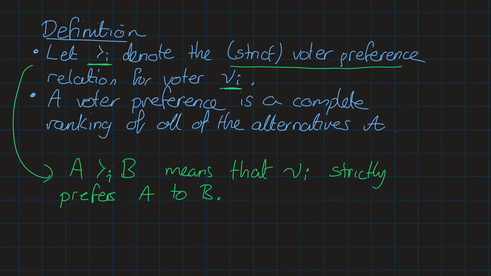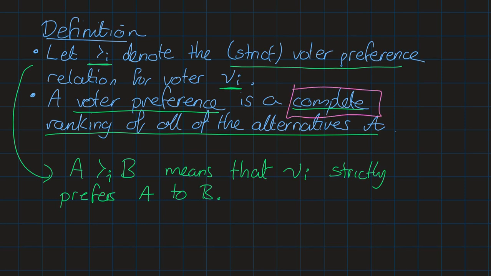It's important, the subscript is important because different voters might have different opinions. Different voters might have different preferences. So this is a way of writing down how the voters feel. The second part of this definition simply says a voter preference is a complete ranking of all the alternatives. The important thing to note here is the word complete. A voter preference needs to completely list and rank all of the alternatives available.